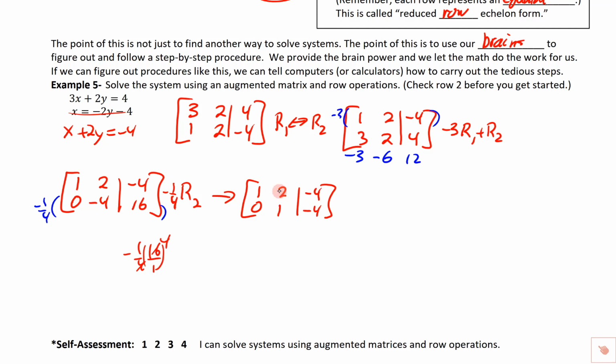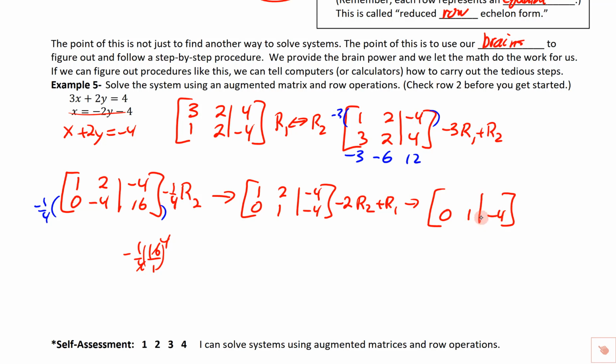So for this one, here's what we're going to do. We think, what do I add to 2 to turn it into a 0? Well, we'd have to add a -2. So we're going to multiply -2 by row 2, and we're going to add that to row 1. Again, notice that row 1 is mentioned last. That's the one that's going to change. So row 2 stays exactly the same. So 0, 1, and -4.